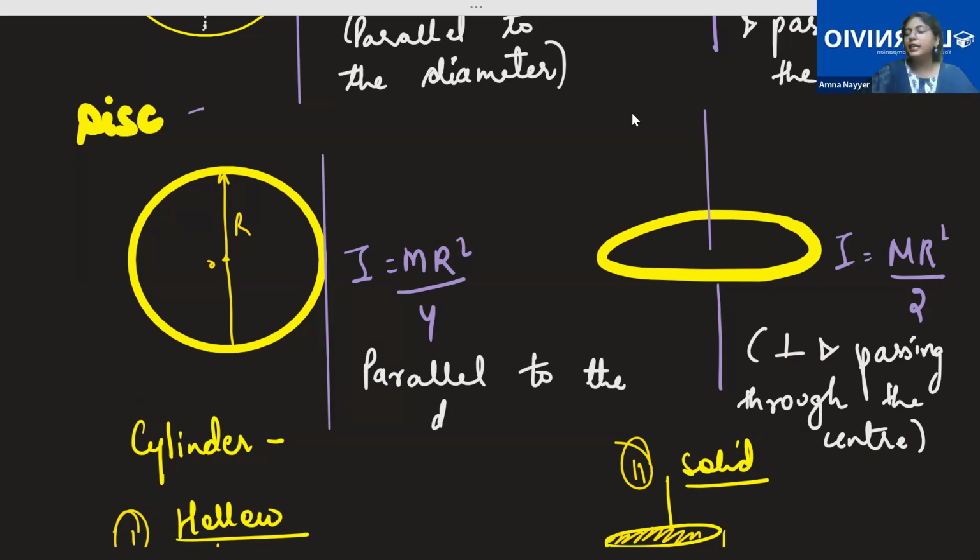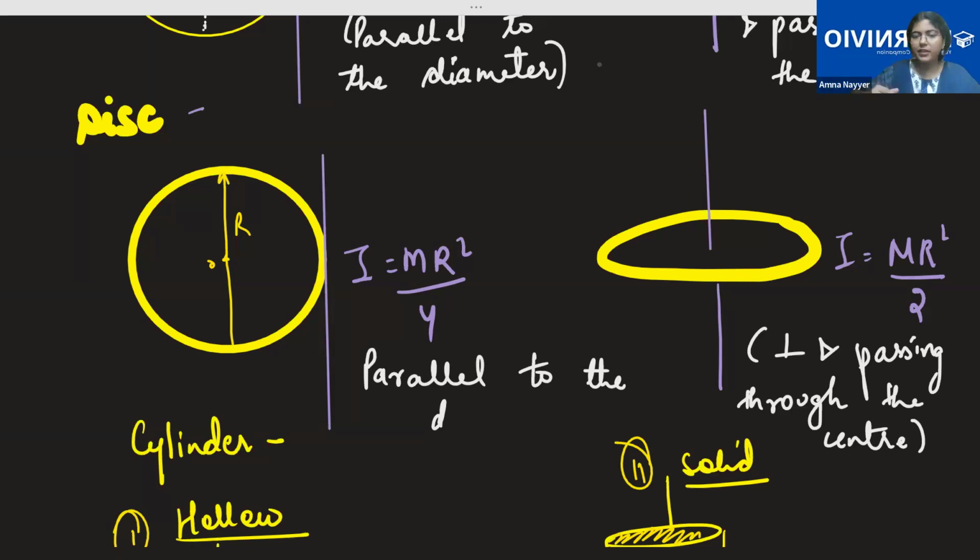Okay, Nabila, no problem. Circular ring: ring means there is no mass present inside. This is a ring, there is no mass present inside. Hollow, it's hollow from inside. And a disk is completely filled like this. This is a disk which is completely filled. Mass is present here also.